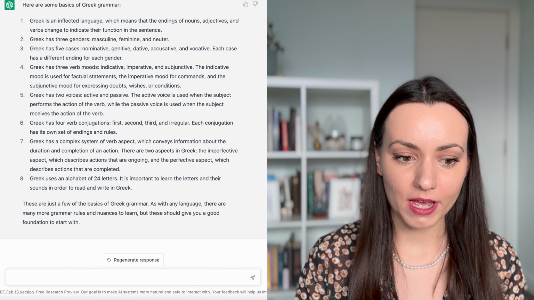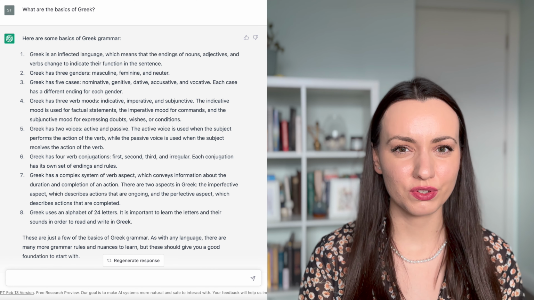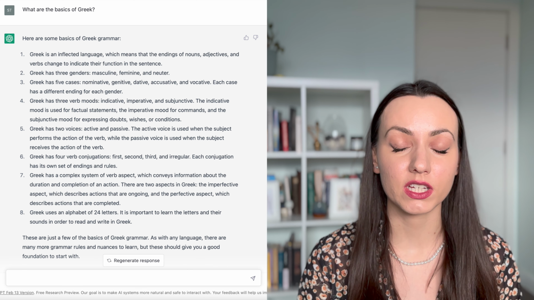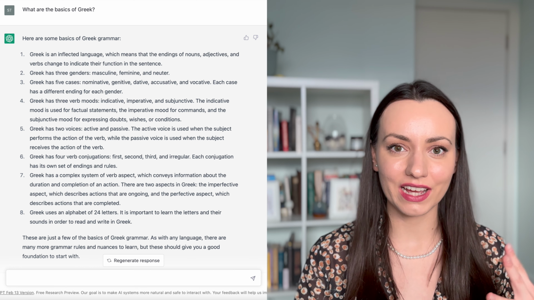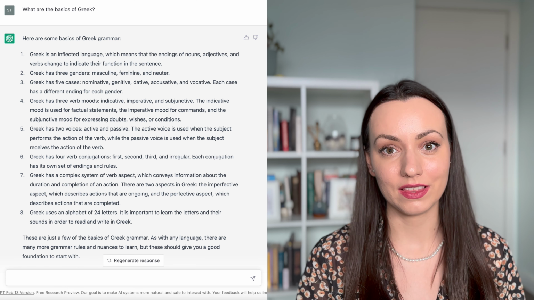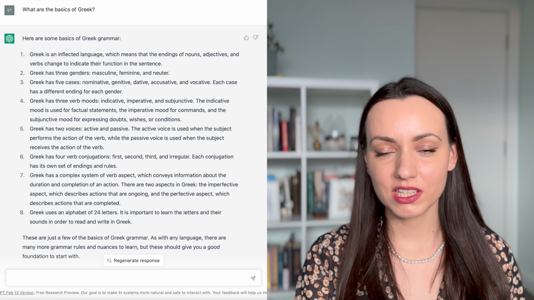2 voices, active and passive, 4 verb conjugations, one of which is irregular. That is weird because the regular conjugation is never considered a separate type of conjugation, so I've never seen that in any language I've studied, so I don't think it's correct to classify that way. I'm not a linguist to know exactly how they would classify things, but I don't think anybody ever classifies like that. 2 aspects, 24 letters, okay. So again, mistakes with Greek as well, and not as many actually as with Bulgarian and Spanish, which is kind of strange, but it summarized kind of okay the basics of Greek, or at least of Greek grammar.